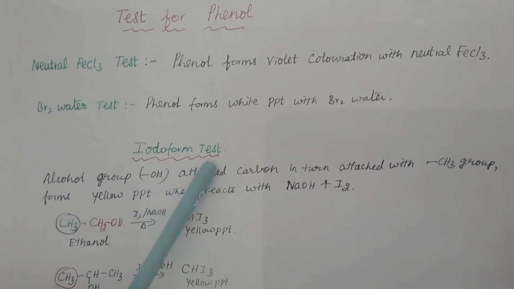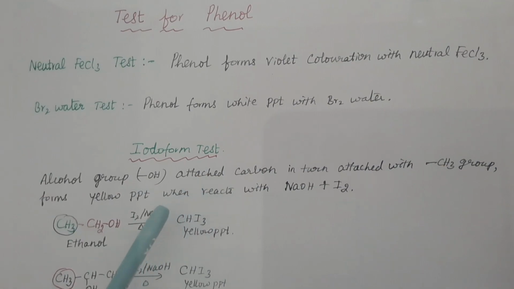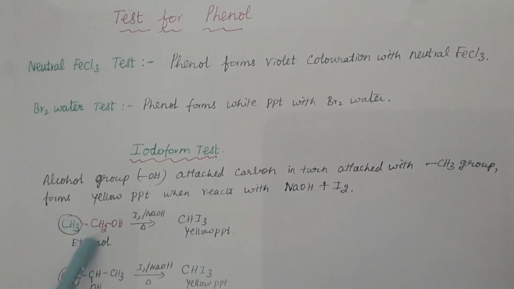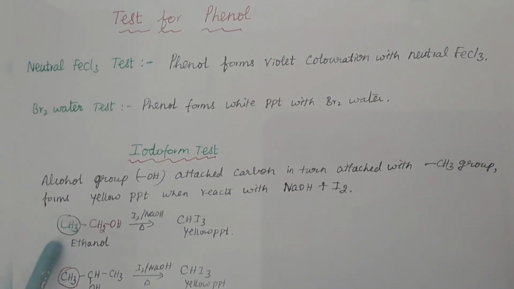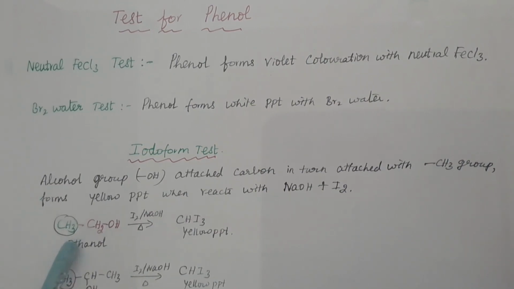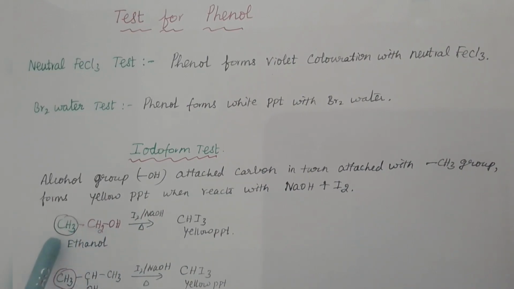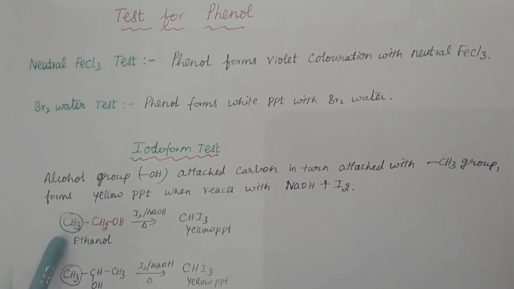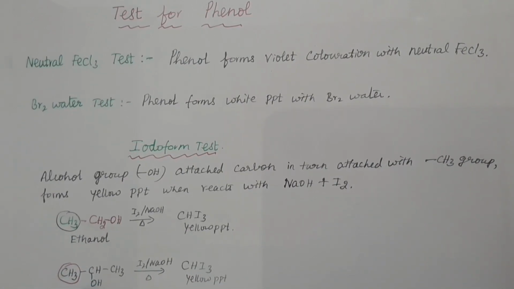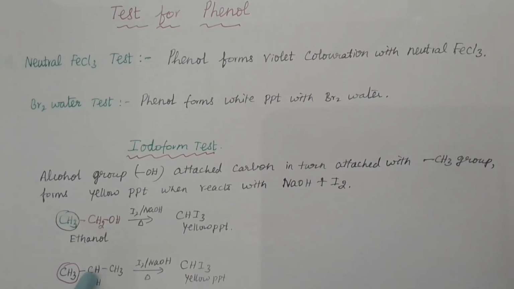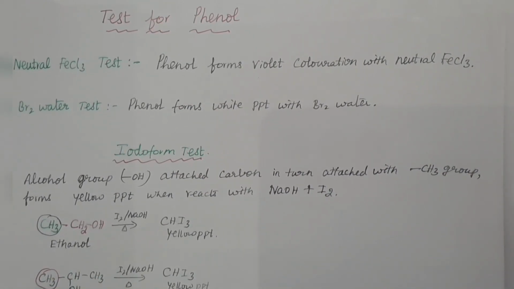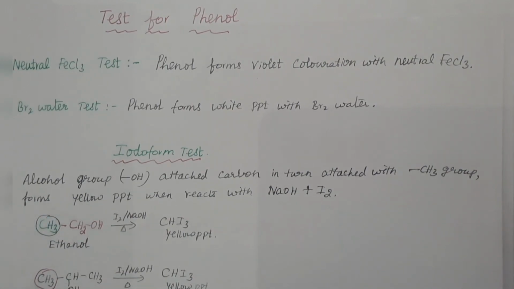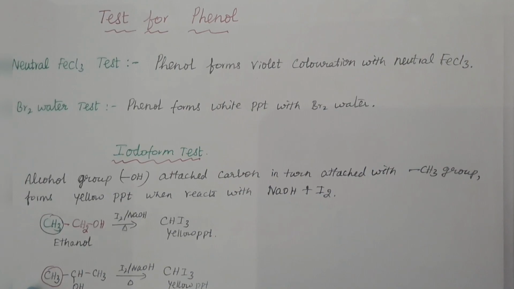Next is the iodoform test. The iodoform test will be shown by alcohols in which the alcohol-attached carbon has a neighboring carbon that is CH3. So here, ethanol: the alcohol is attached to this carbon, and the neighboring carbon is CH3, so this test will answer. In the same way, in propan-2-ol, OH is attached to this carbon, and on both sides it is CH3. If CH3 is there on one side, that's enough for this test. So both ethanol as well as propan-2-ol will answer the iodoform test.